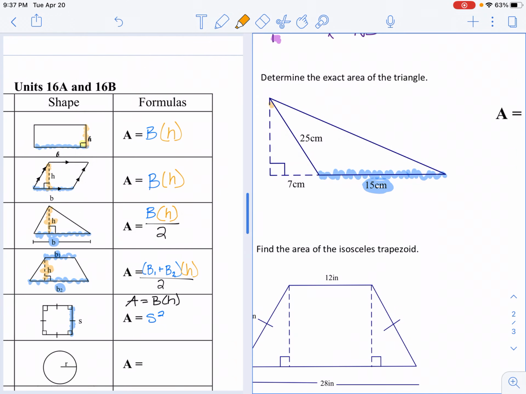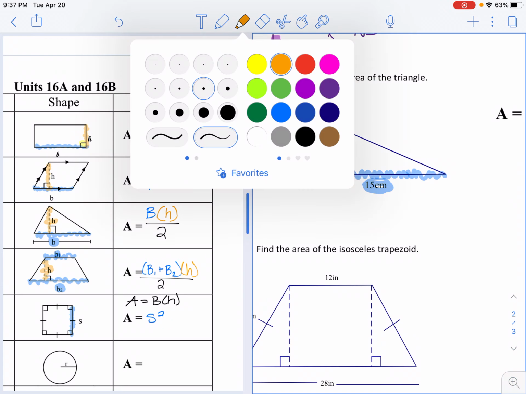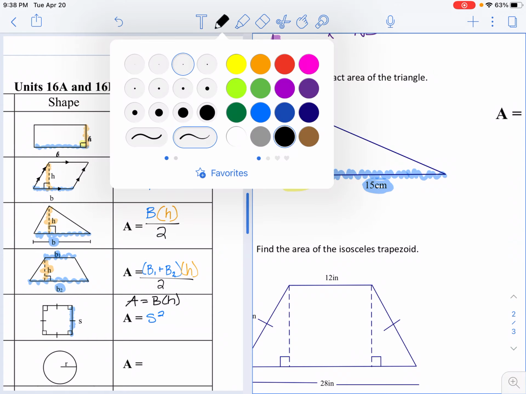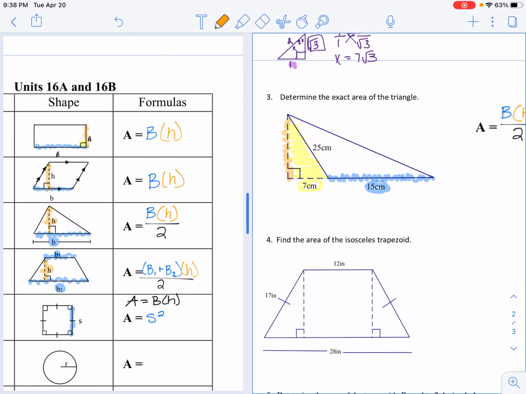Your height falls outside the triangle. So again, watch the 7. The 7 is not included in the base. The 7 is a part of this right triangle here that you're going to use to find the height. It's a part of this imaginary right triangle. So your height is missing, so I'm going to put an X here.